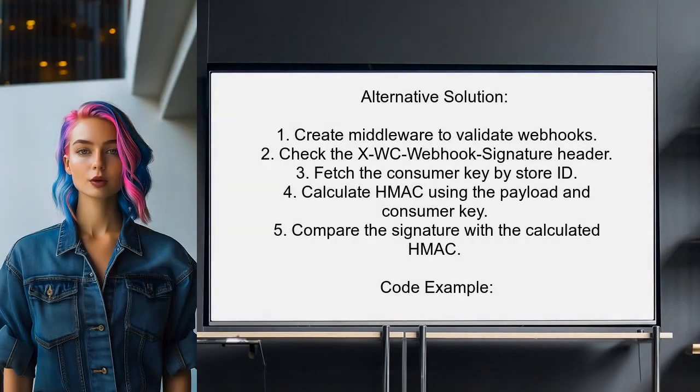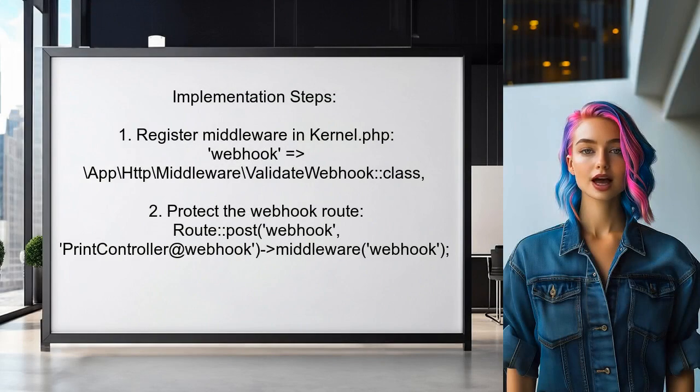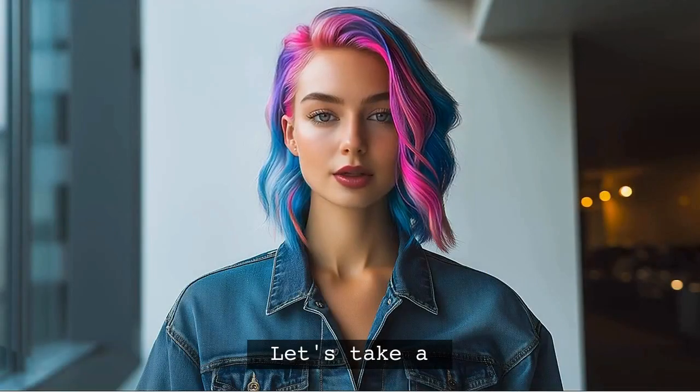An alternative approach shared by another user involves creating middleware to validate incoming webhooks. This middleware checks the signature in the request header against a calculated HMAC key using the consumer key associated with the store. To implement this, register the middleware in kernel.php and protect the webhook route with it. This ensures that only valid requests are processed. That's all on that answer. Let's take a look at another one.